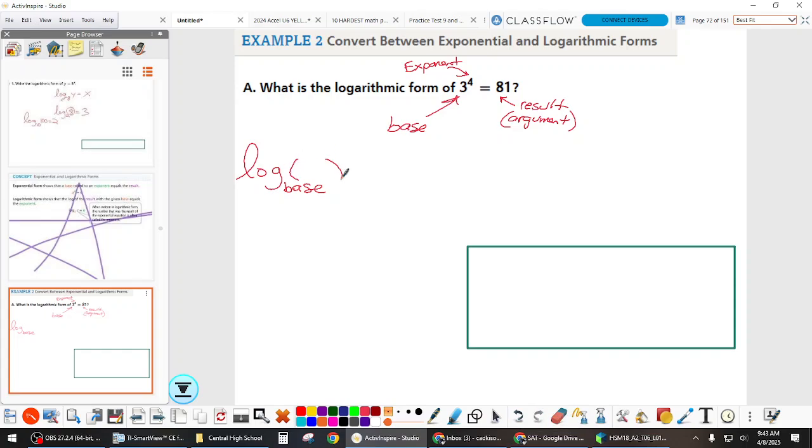So the argument goes here. And then the exponent, and so that's also the result, remember. The exponent goes over here. And basically what you're saying is, if I take this base to this exponent, I get this argument, that's exponential form, or I get that result. In log form, we're saying, what power of this base gives this result? Okay? So for this one, in log form, it would look like log base 3 of 81 equals 4.